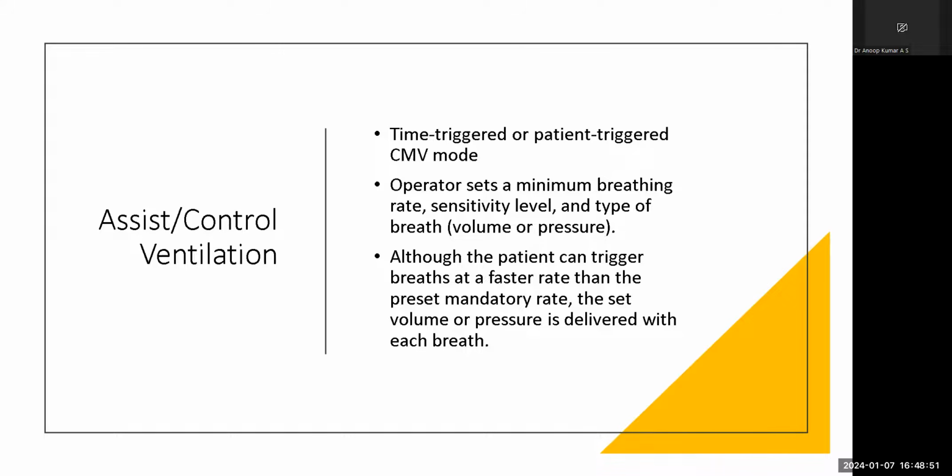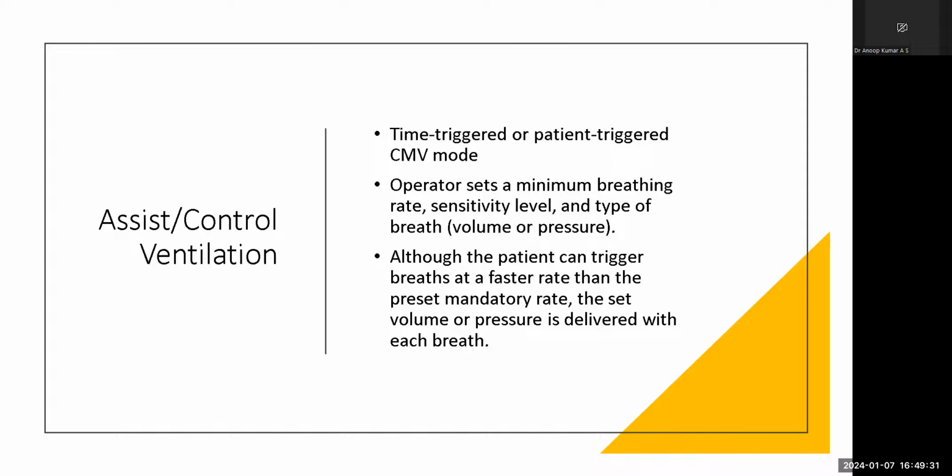So only the minimum level is set. Suppose you are keeping a rate of 15, and the patient is breathing at 10, the machine will give an additional 5. But even if I keep a rate at 15, the patient can breathe at 20, 25, or whatever rate he or she wants. Although the patient can trigger the breath at a faster rate than the preset mandatory rate, the set volume or pressure is delivered with each breath. So that is another beauty of this assist control mode. The volume or pressure delivered at each breath will be the same as what we have set, depending on pressure control or volume control.